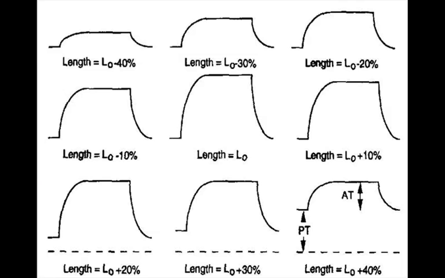This is the result of that work. Length of L, which says L0, or essentially L prime, is resting length, and that's the length shown directly in the center of this image. You can see that at rest, the tissue produces no tension.